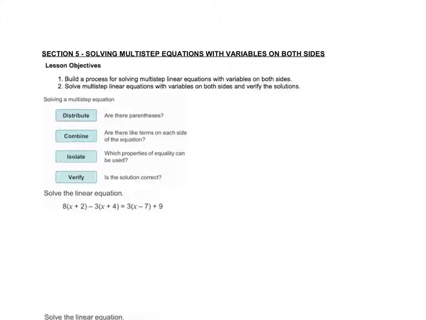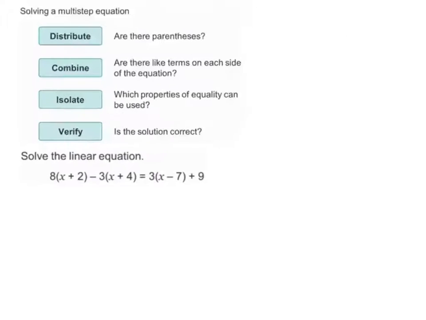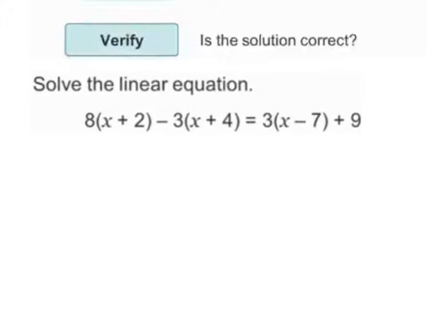So first thing we want to do, steps in solving this, we want to be able to distribute. Are there parentheses? We want to get rid of those. Combine like terms on each side of the equation, and then isolate the variable on one side of the equation, put all the numbers on the other, and then verify, are we correct? So let's go in here and solve this linear equation.